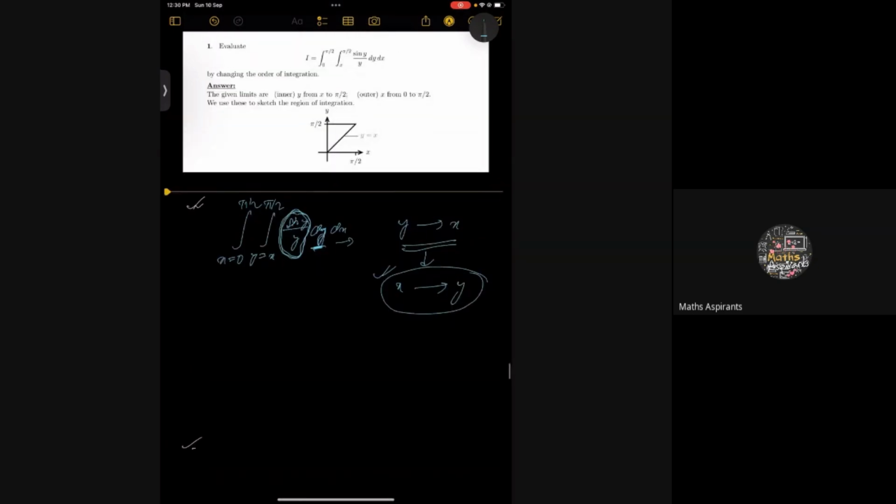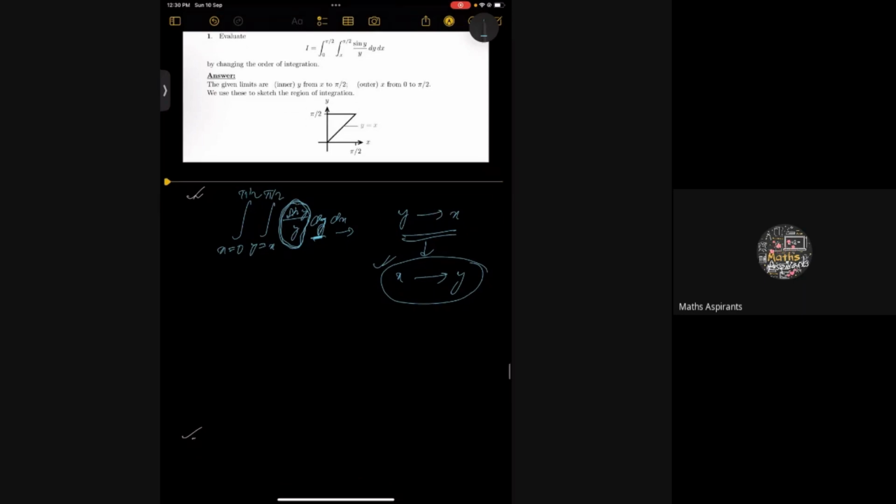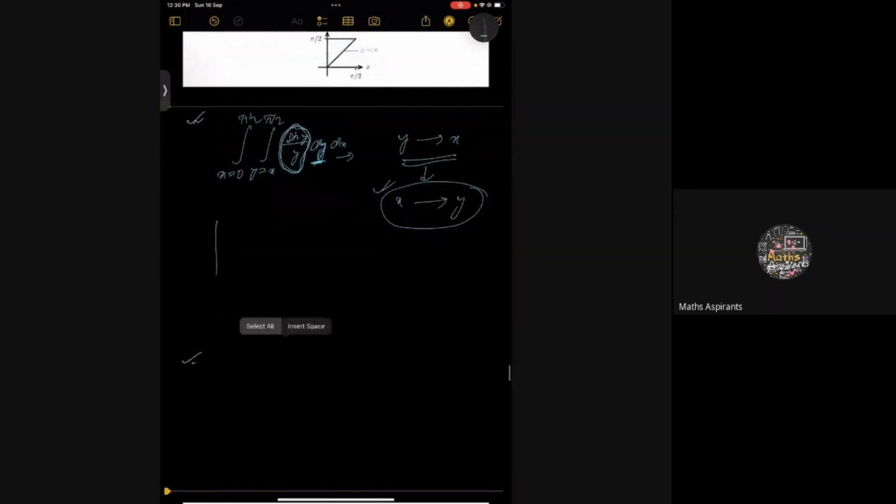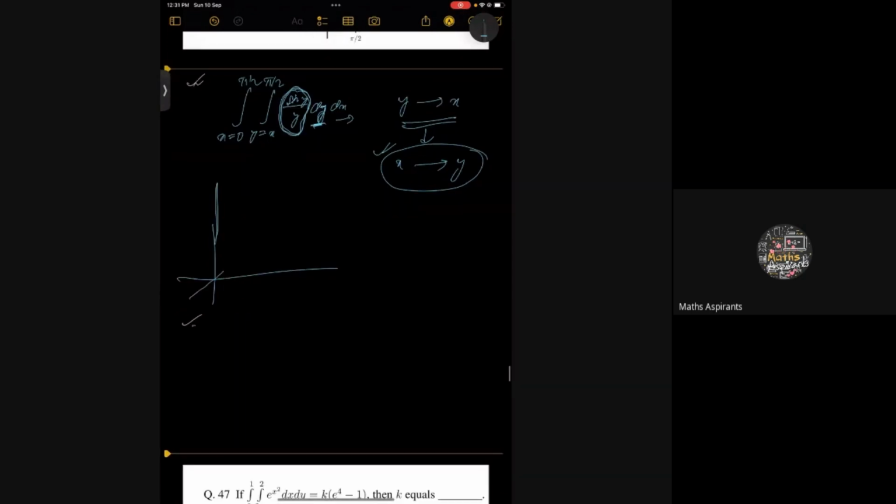To do such integrations, it is always a good idea to know what the area is over which we are trying to integrate the whole function. So y lies between x and pi by 2. y equal to x is this line, right? This y equal to x. Now y equal to pi by 2, I'll maybe set this line. This is y equal to pi by 2. So y lies between x and pi by 2.